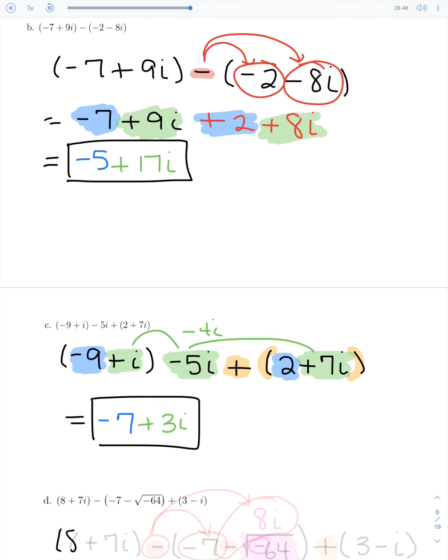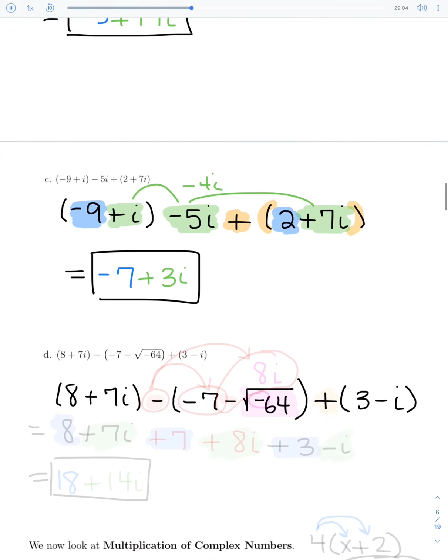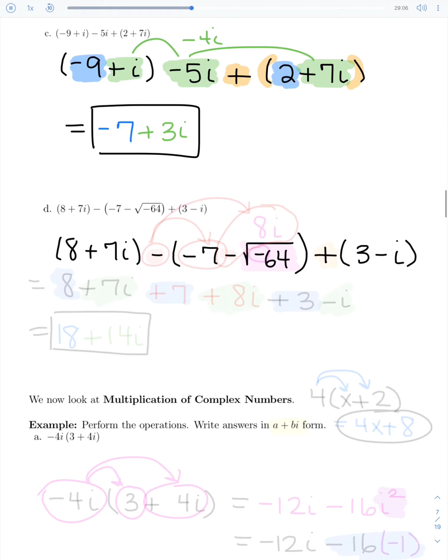In problem D, we have 8 plus 7i minus negative 7 minus the square root of negative 64 plus 3 minus i. So what I can do here in D is I can work on dealing with the square root first. We have the square root of a negative 64. Well, if I go ahead and simplify that, the square root of 64 is an 8. The negative underneath will come out as an i. We always want to do that first if we can.